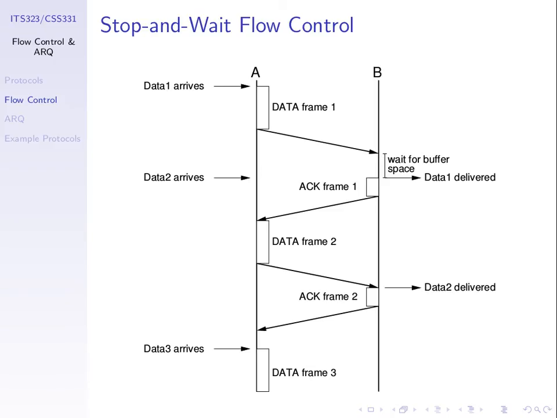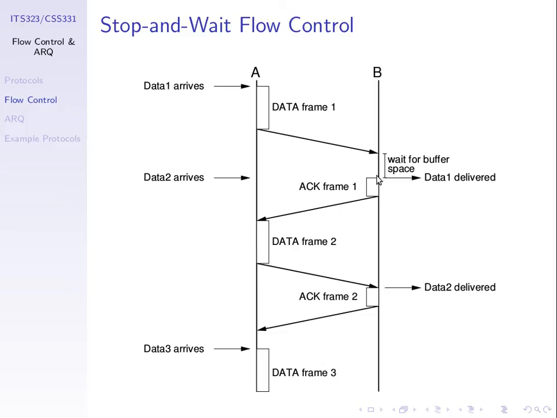B processes that frame, and once it's ready for more data, it will send an ACK. So in this specific example, I say the data frame 1 arrives at this time, but maybe the buffer is full. Maybe based upon previous exchanges, the buffer is currently full, so B is waiting, and then it processes the data. Okay, maybe it takes a long time to process data frame 1. And once data frame 1 is completely processed, we can think the receiving user at B gets the data delivered to them. And then B can send an ACK back to A saying, I'm ready for more data.